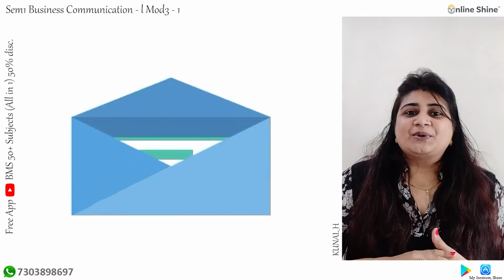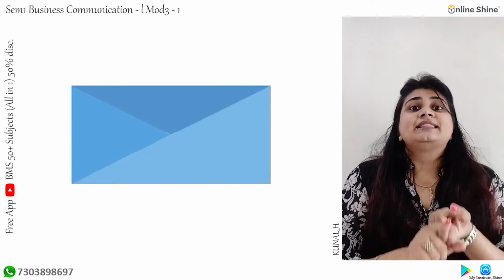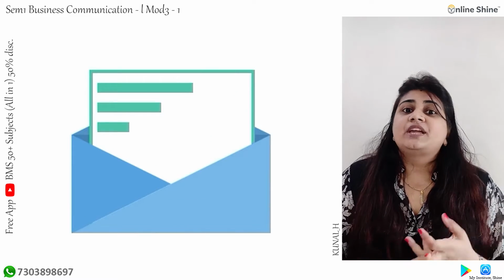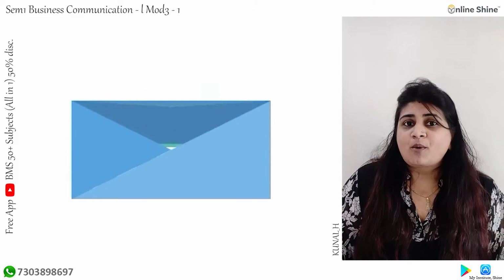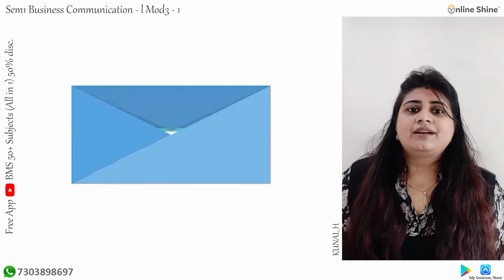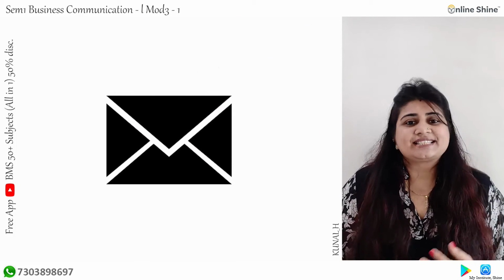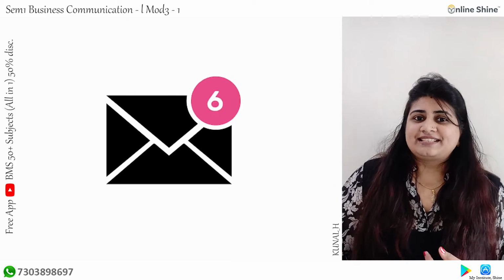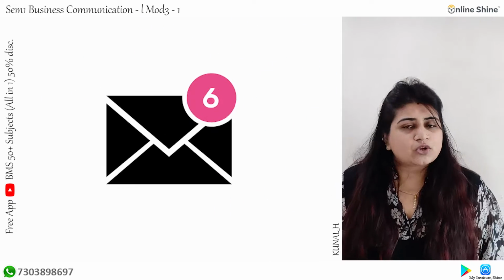So let's quickly go through these 7 parts. The very first of it being the head address, which can also be understood as the sender's address. Then we have the date or the date line, that should be in the format of the month, date and the year. Then we move forward to the inside address, which is known as the receiver's address. Then we have the salutation, that is greeting them respectfully, dear sir, respected sir, whatsoever it be.